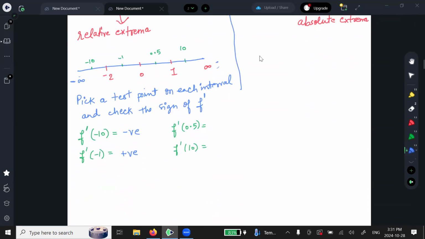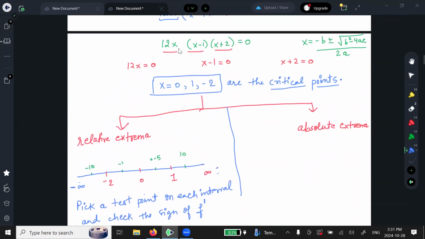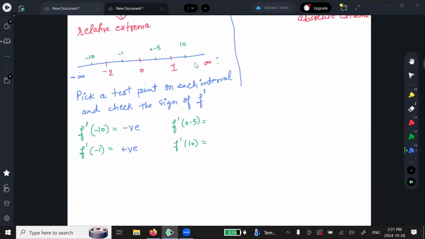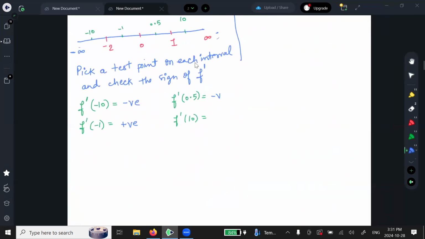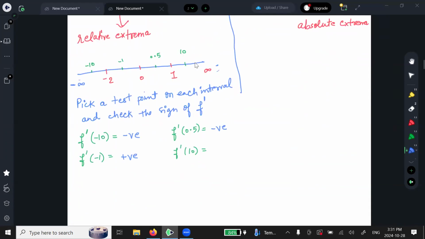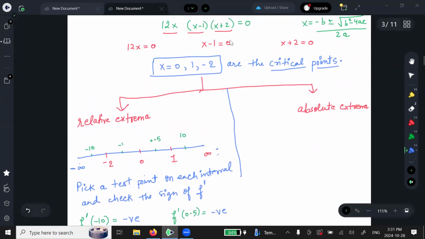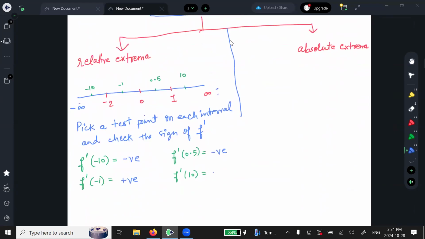If I pick 0.5, this is going to be positive, this is going to be positive, negative. So I'll get a negative here. If I pick 10, positive, positive, positive. Okay, so everything will be positive. But you can just quickly plug all the numbers into your calculator. And now I draw the signs. So in this case, my derivative is negative, positive, negative, positive.